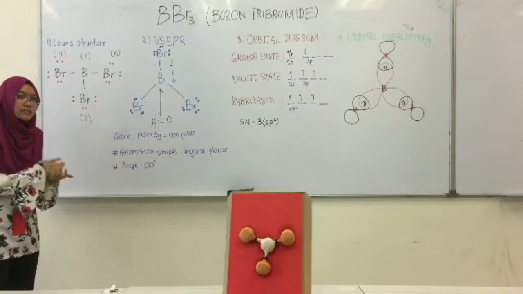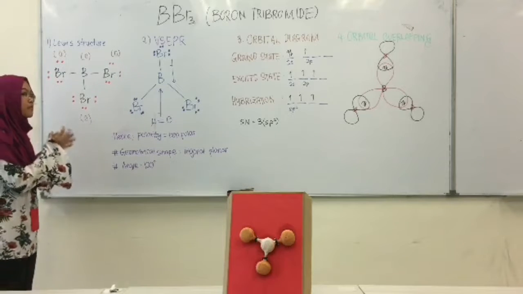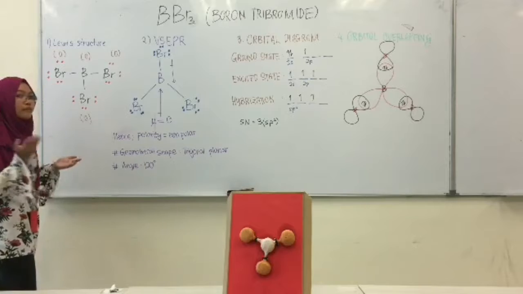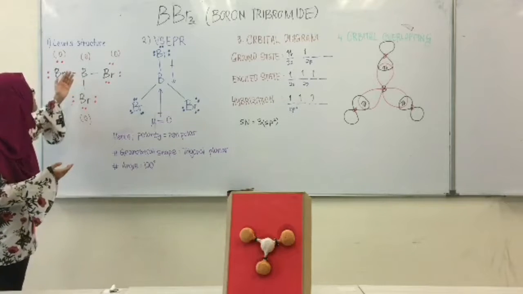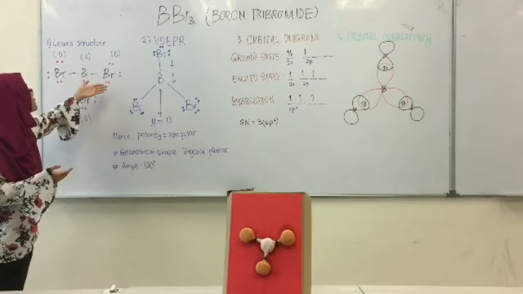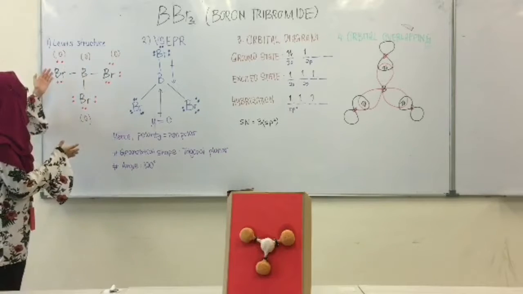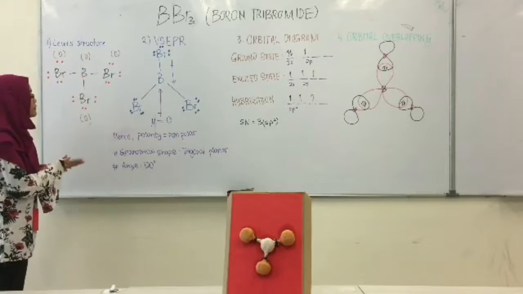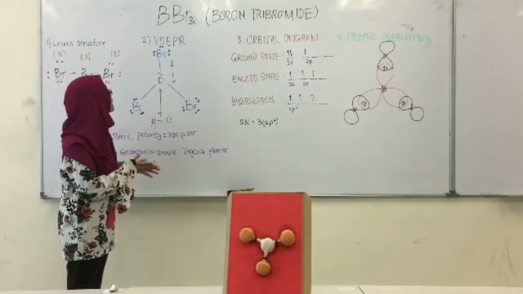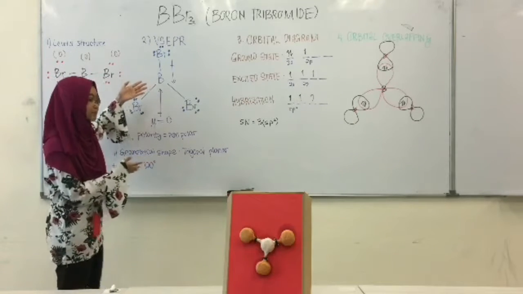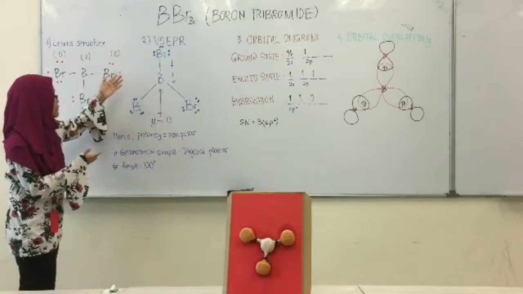And why doesn't boron have valence electrons drawn? Because boron's valence electrons have formed bonding pairs between boron and the bromine atoms. And the formal charge for bromine and boron is 0. Okay, this is the best structure for boron tribromide.